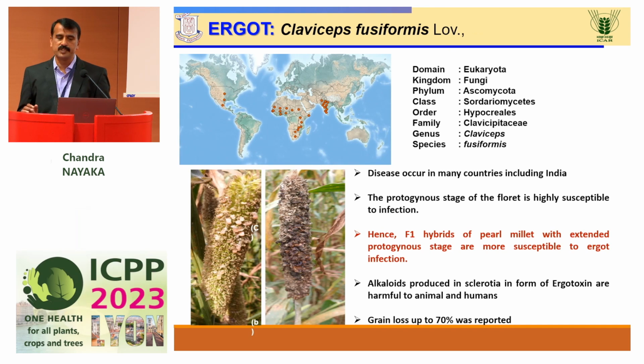One more major disease in pearl millet is ergot. It is caused by Claviceps fusiformis. It produces a toxin called ergotoxin, which is harmful to animals and humans. This pathogen can cause yield loss of up to 70%.